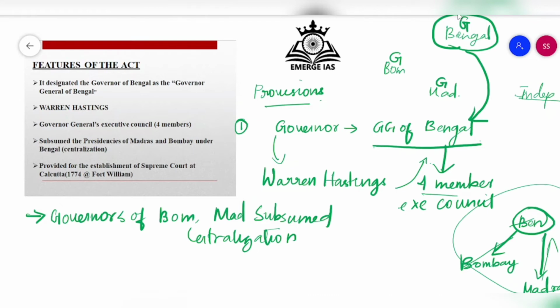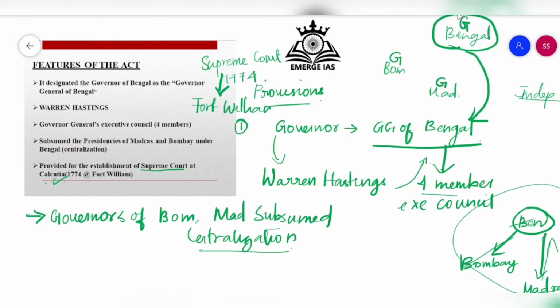And the last thing was, this act, the 1773 Regulating Act, provided for the establishment of a Supreme Court at Calcutta. In 1774, this act provided for a Supreme Court to be established at Calcutta, which contains a Chief Justice and 3 more judges. And according to this act, in 1774, such a Supreme Court was formed in Fort William at Calcutta.